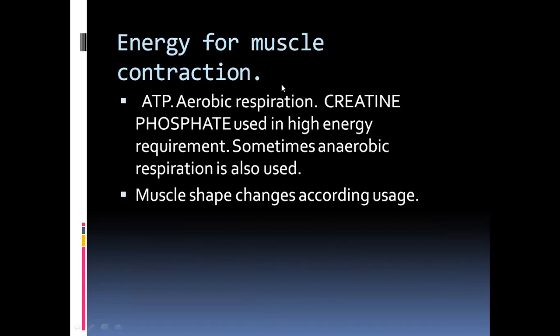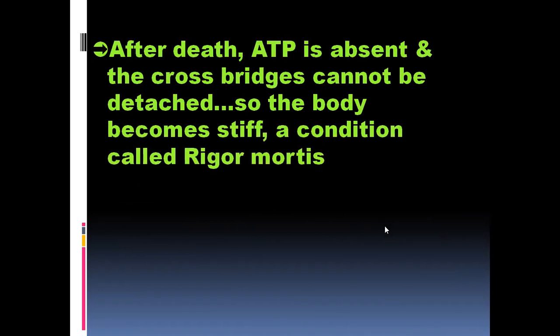Now, where does the energy for muscle contraction come from? The energy for muscle contraction comes from ATP, which is produced during aerobic respiration. Creatine phosphate is used in high energy requirement, but you should just remember ATP. Sometimes anaerobic respiration is also used. The muscle shape changes during contraction. Now, this was all for the topic.